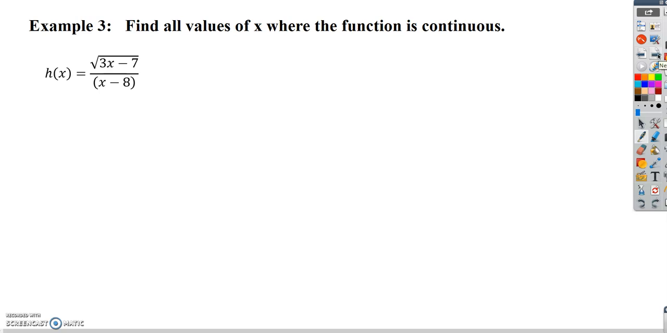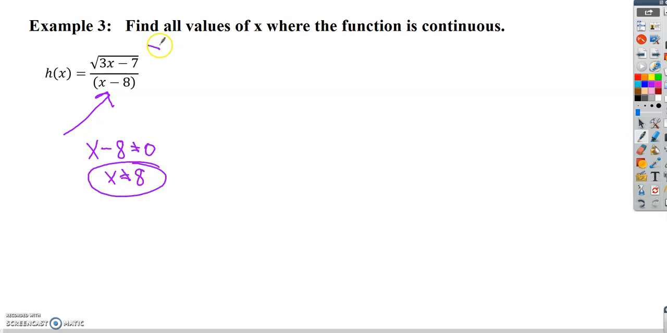Okay, let's take a look at example 3. I still want to find the values of x where the function is continuous. So I want to look for anything that would cause my function to have problems. Now, the obvious first problem is I can't have a denominator be 0. So again, this one I could do probably without solving, but x cannot be 8.